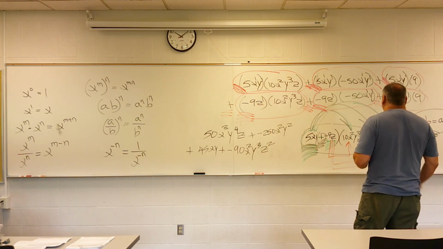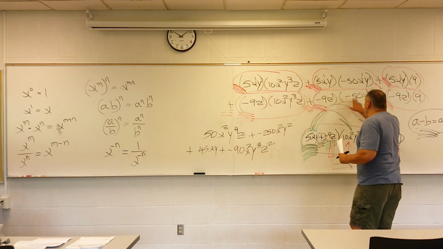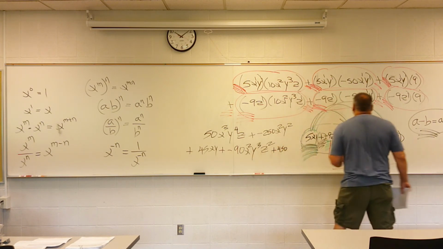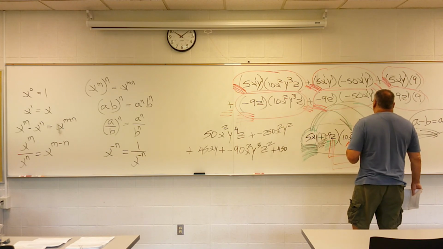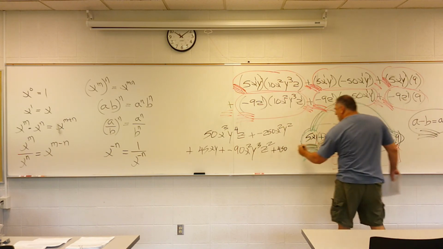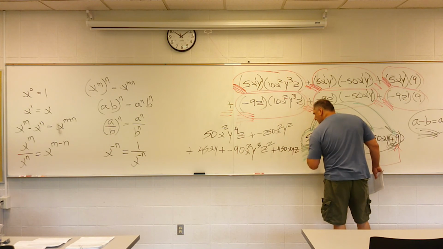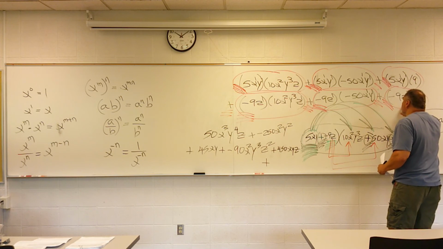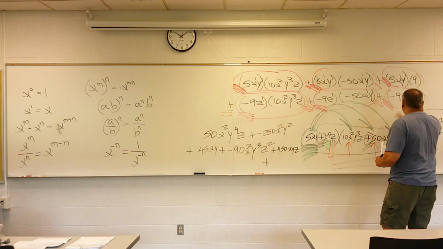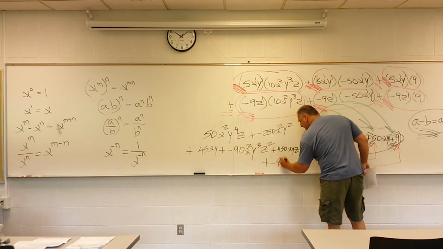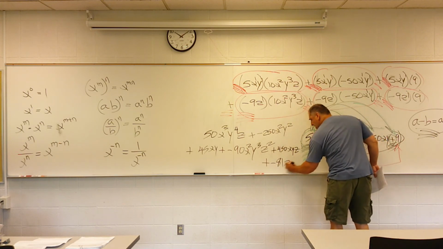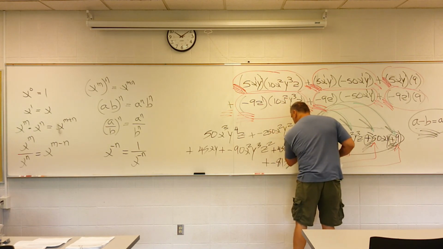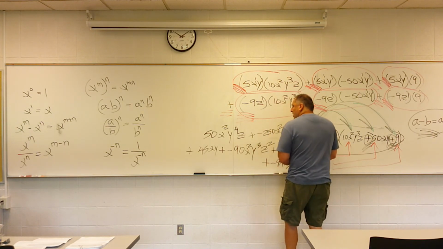All right. And then over here, negative 9 times negative 50 is positive 450. X to the 1, y to the 1, x to the 1, y to the 1, z to the 1, x, y, z. Right here, negative 9 times 9, negative 81, z is, all right. And there you go. Here it is.